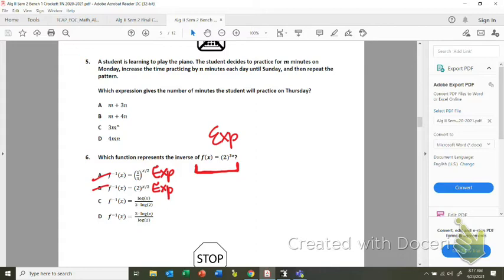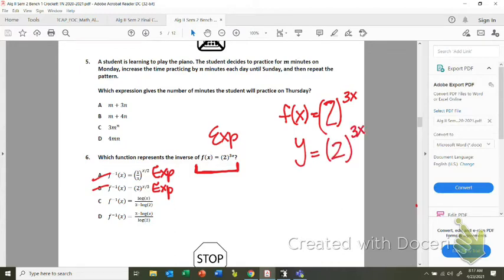Okay? So let's change this exponential function that we're given in to terms we know. What is f of x known as? Y. So let's rename this as y equals 2 to the power of 3x. Now we're getting ready to find the inverse. So first we have to swap them. So now it's going to say x equals 2 to the 3y power.